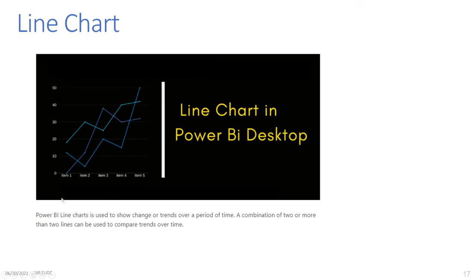Now we have the line chart. Power BI line charts is used to show change or trends over a period of time. So usually we have time here. A combination of two or more than two lines can be used to compare trends over time.